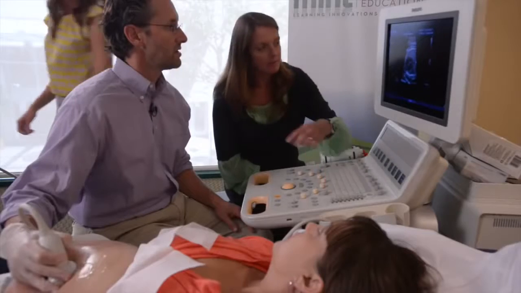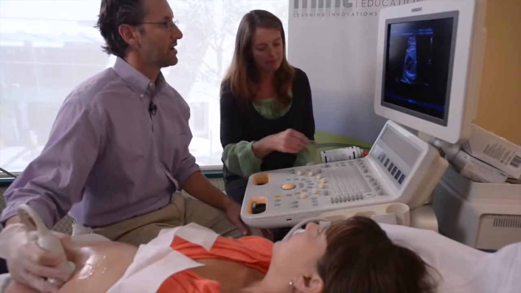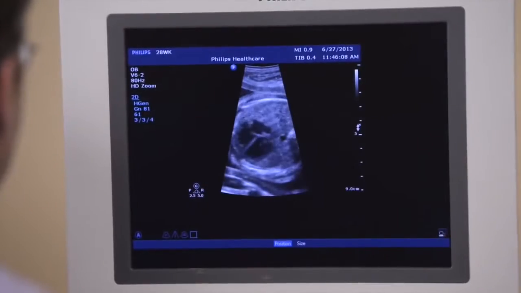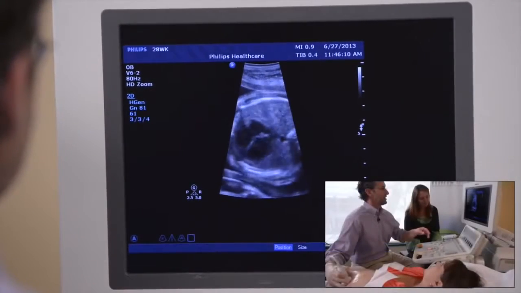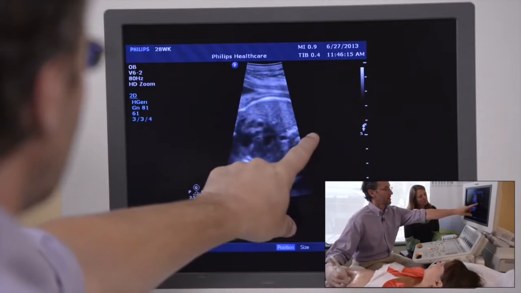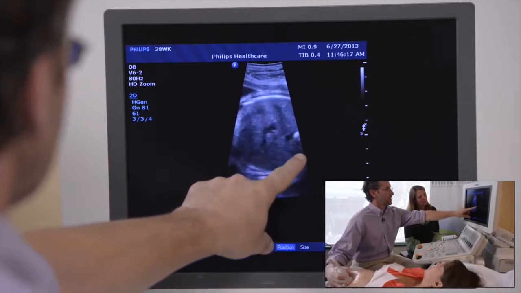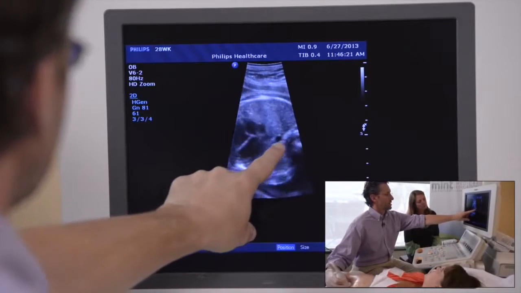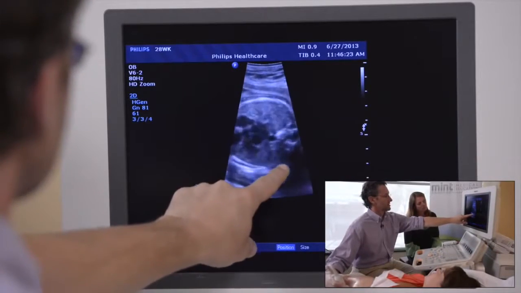So we've zoomed up a little bit on the heart here, and there's a few things we want to notice. First is the axis of the heart. So if you draw a line right from the spine, which is back here, shadowing bone, from the spine, sorry, this is a little bit tight.